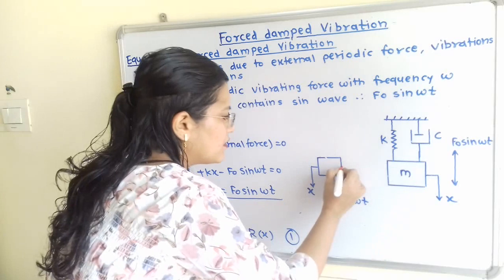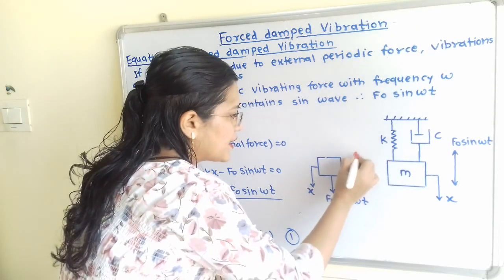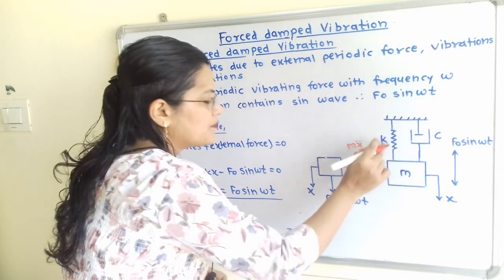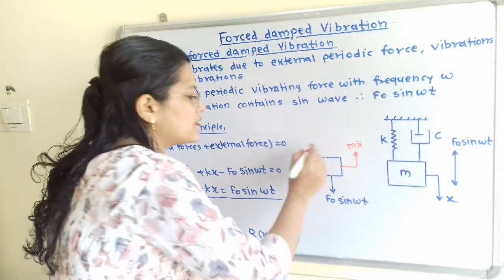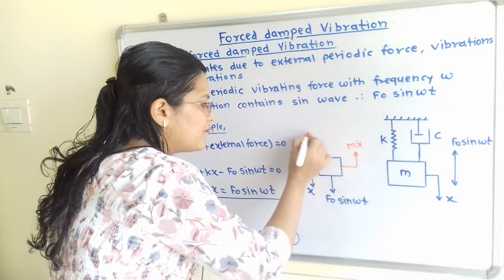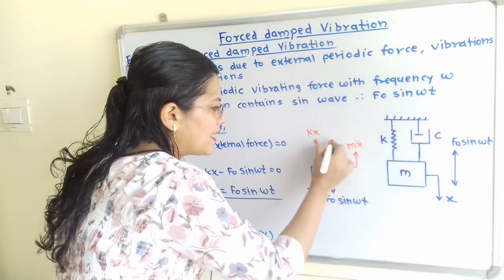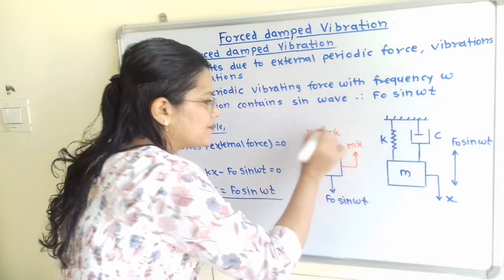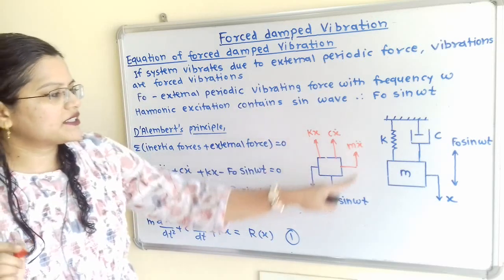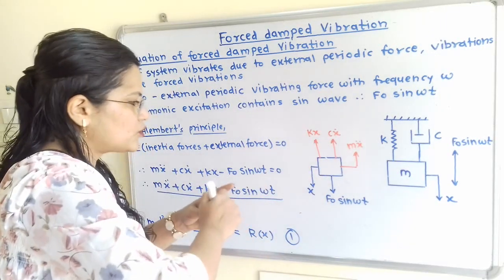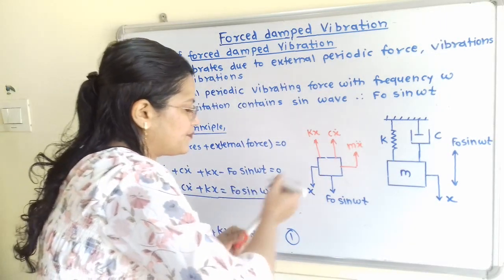So we will show here m into x double dot. Now the spring force will also act in the upward direction. The spring force is kx and the damper force is c into x dot. So this is the free body diagram, and we have to show here the mass m.